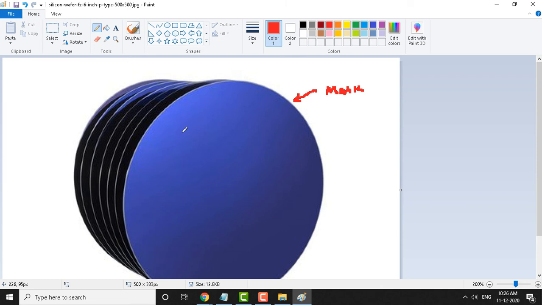In a given cylinder, in a given silicon ingot, we can have many slices. One slice is called the wafer. Let me show you that. If you look at a silicon ingot, it is of a cylindrical shape like this. When we cut the silicon ingot into slices like this, you get one slice which looks like this. That can be called a wafer.